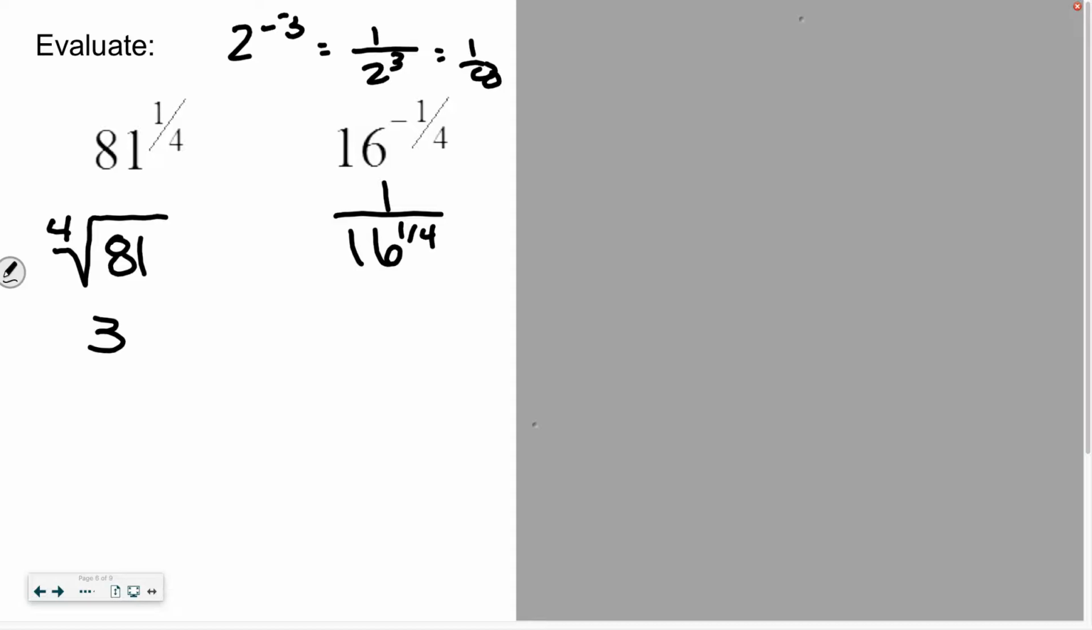Now your Algebra 2 teacher is telling you that 16 to the 1/4 means what? Say it, the 4th root of 16. And then what's the 4th root of 16? 2, so the answer is 1 over 2.